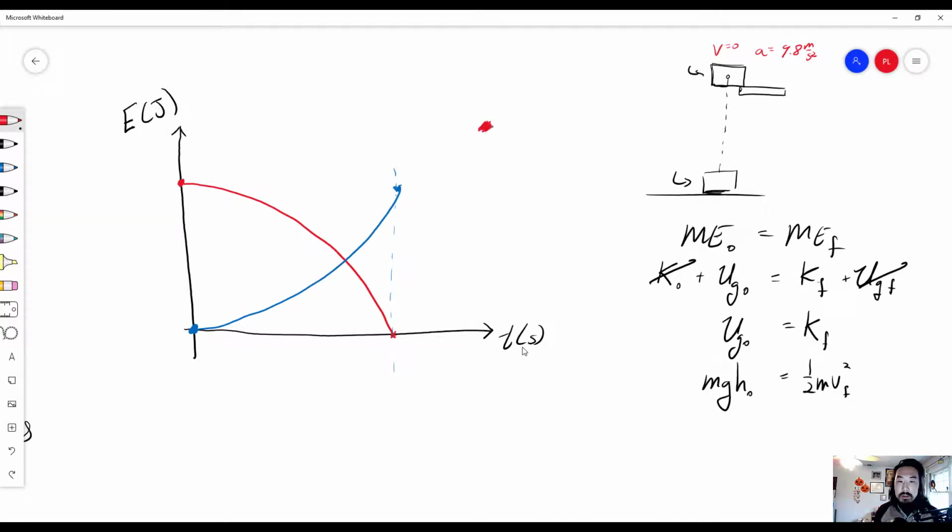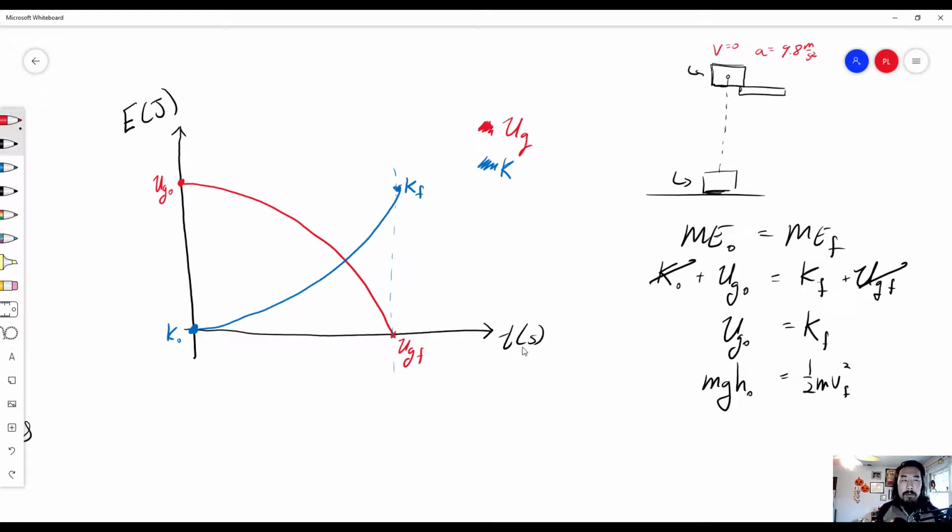I'll put that over here. We'll say that anything in red is gravitational potential, and anything in blue is the kinetic energy. So here we can say that this is kinetic energy final, and this is kinetic energy initial. And here this is gravitational potential energy initial, and this is the gravitational potential energy final. So this graph represents this final equation that we're looking at.